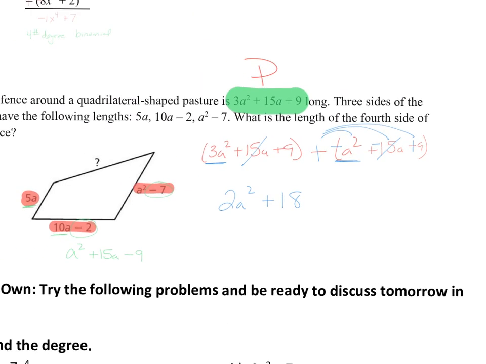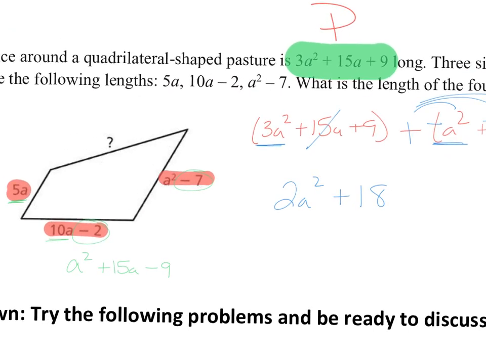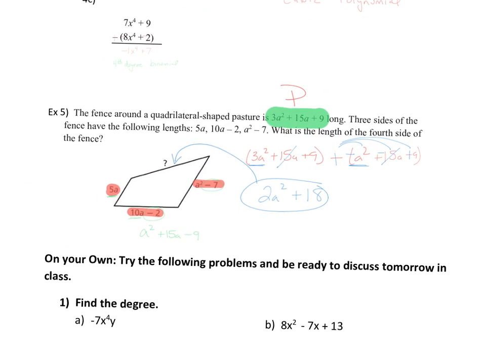So this guy right here would be the 4th side. Ooh, that wasn't a very good arrow, was it? Okay. All right, that concludes the notes for lesson 8-1.